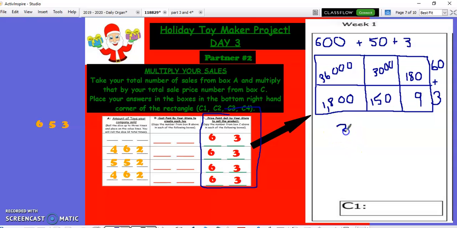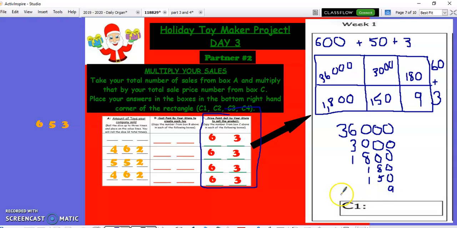So now, this partner who is responsible for taking these partial products and multiplying correctly will put them in their workspace here. 36,000. Add 3,000. I like to add the biggest numbers first, so the next one's going to be 1,800. 180 and 150. And finally, 9, which will give me my final answer.